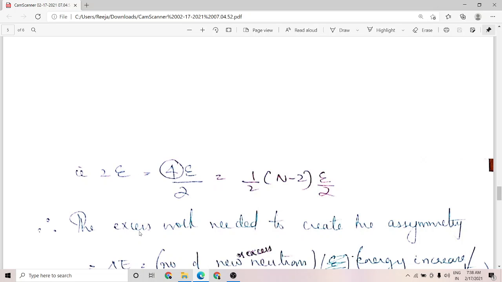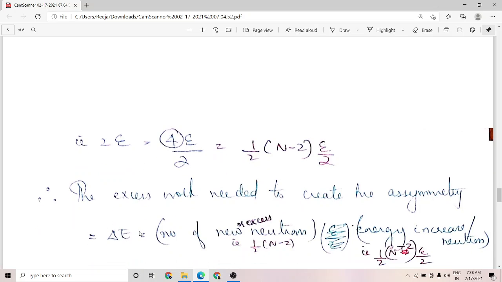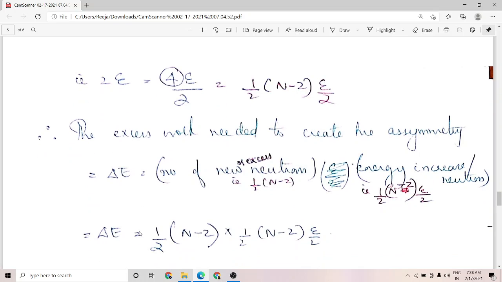Now, therefore, what is the total excess work that needs to be done to create the asymmetry? The total excess work is the asymmetry energy, which is the total number of new neutrons times the energy increase per neutron. So the excess work needed is delta E, equal to the number of new neutrons that we have added and the energy increase per neutron.